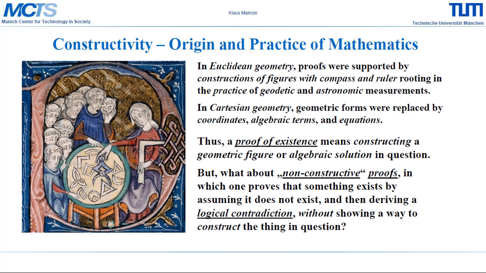rooted in the practice of geodetic and astronomic measurements. And that is a nice illustration from the Middle Ages. And in the early modern times, in Cartesian geometry, geometric forms were replaced by coordinates and algebraic terms and equations. And the proof of existence in this tradition means constructing a geometric figure or algebraic solutions to the questions.